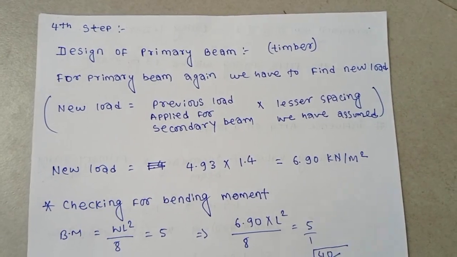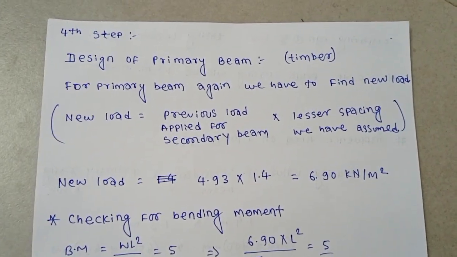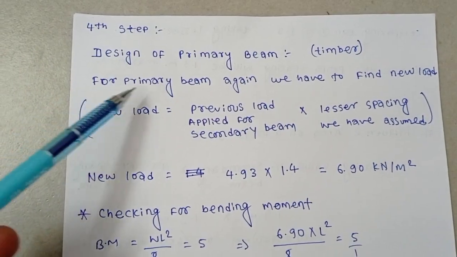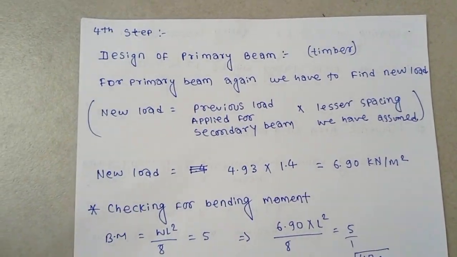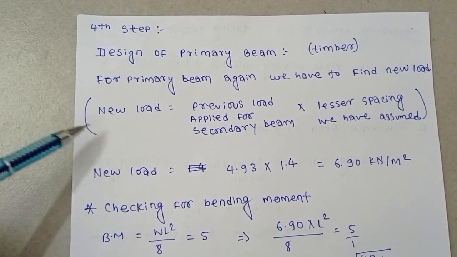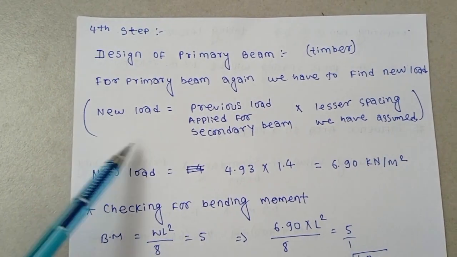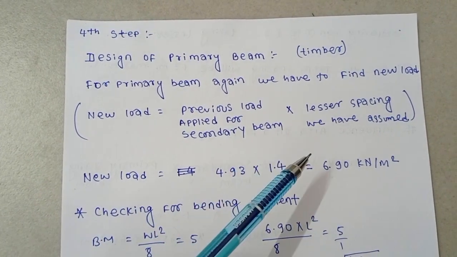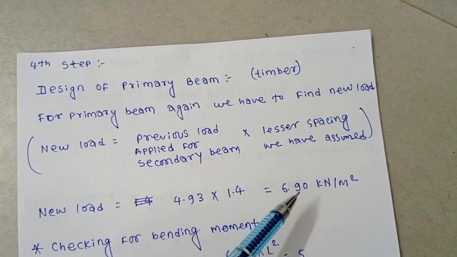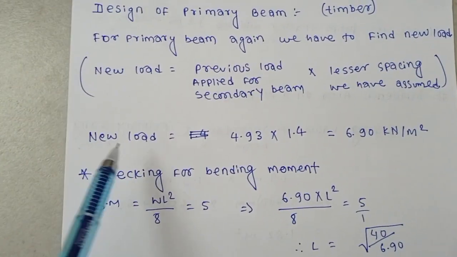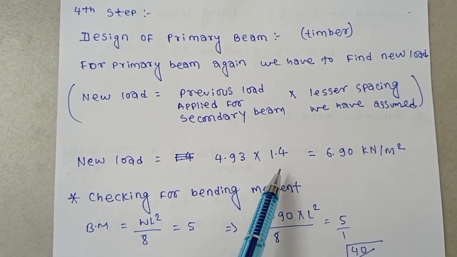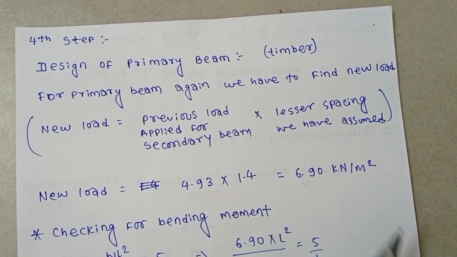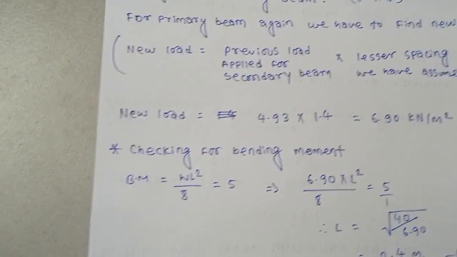Coming to the fourth step, that is design of the primary beam. The beam is made of timber only. So for the timber beam, again we have to find the new load after finding the secondary beams. New load is equal to the previous load applied for the secondary beam into the lesser spacing we have just calculated. So new load equals 4.93 into 1.4 meter, which is 6.90 kilonewton per meter square. This is the new load for the primary beam.